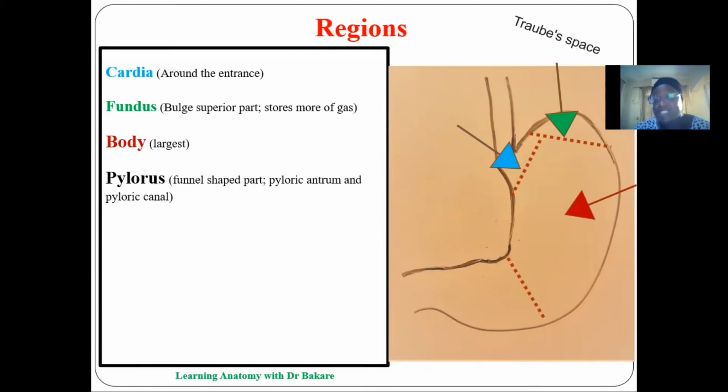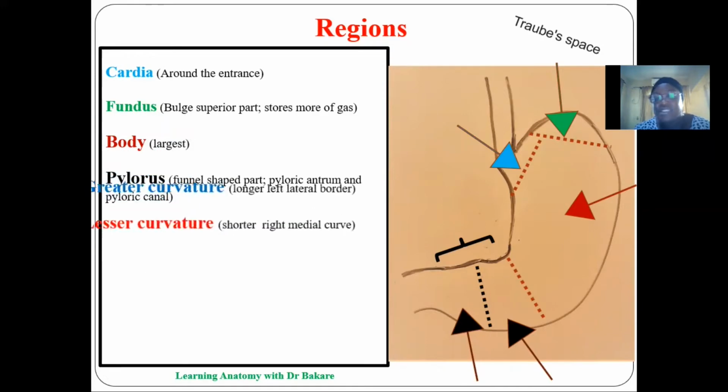The next region is the pylorus, and the pylorus is the funnel-shaped region that is seen distal to the body. This is the body, and this is the pylorus region. So region from this region down to this region. The pylorus is also further subdivided into two. We have the pyloric antrum, just immediately after the body. Then you have a more distal region that is called the pyloric canal, and this is the pyloric canal.